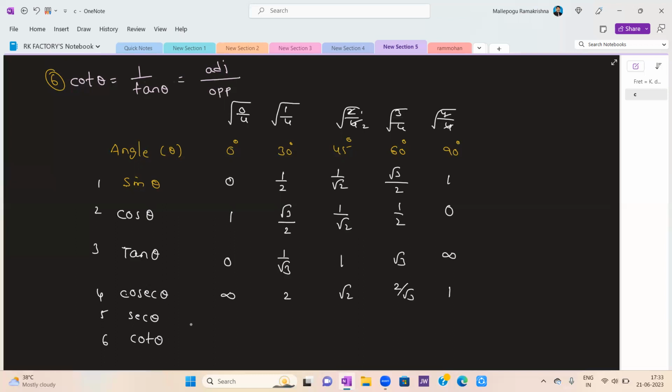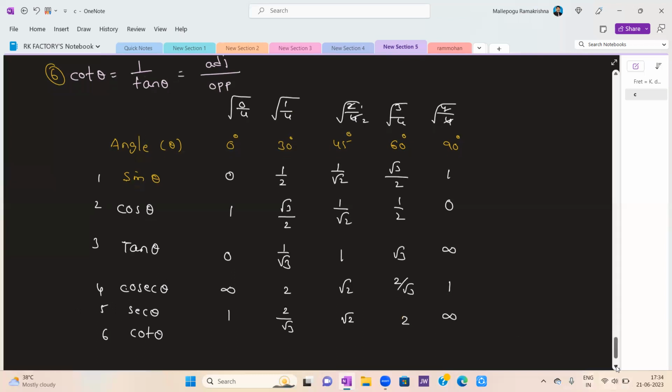The next one, secant, is the reciprocal of cos. 1 by 1 is 1, 1 by root 3 by 2 is 2 by root 3. Next this is going to be root 2, then 2, and the next value, 1 by 0, is infinity.